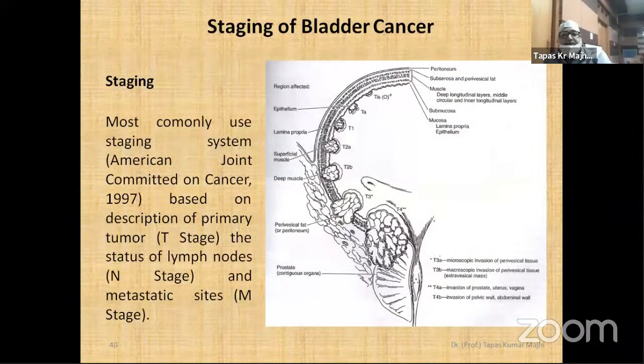The staging of the bladder tumor is demonstrated diagrammatically. The most commonly used staging system is the American Joint Committee on Cancer, based on descriptions of the primary tumor, status of the lymph nodes, and metastatic site.